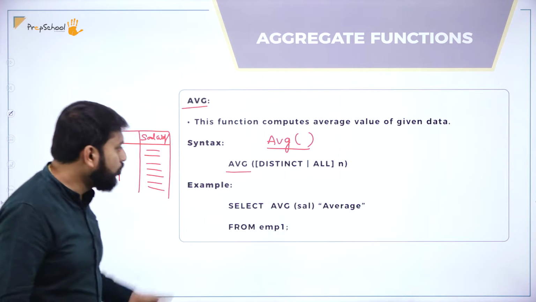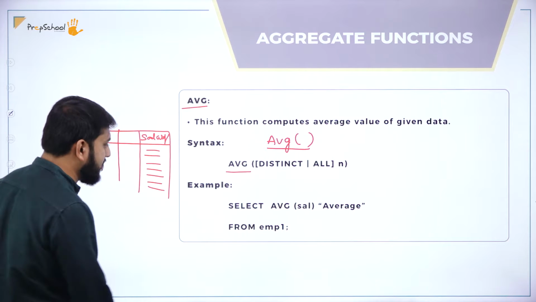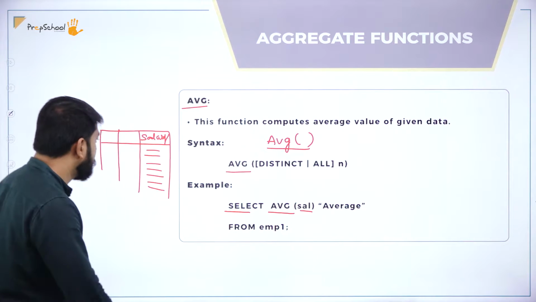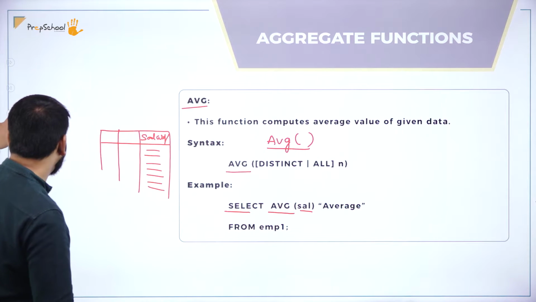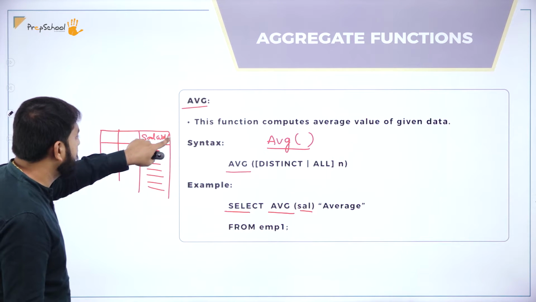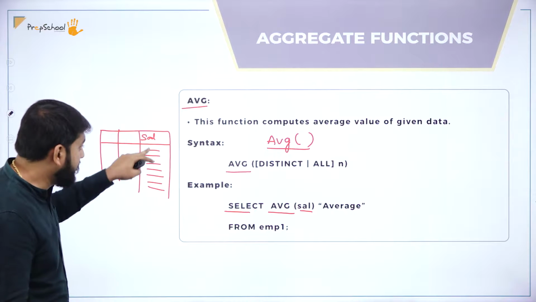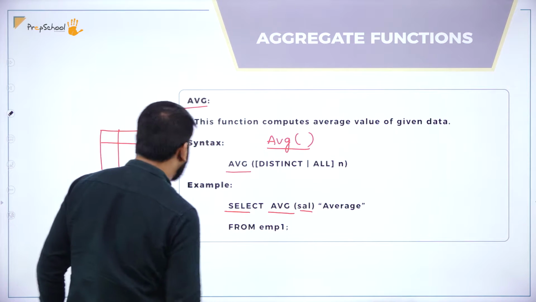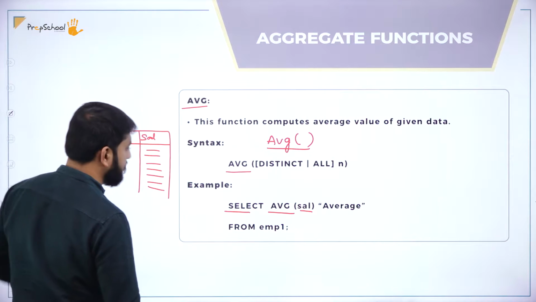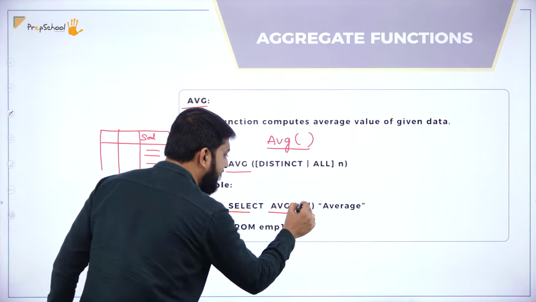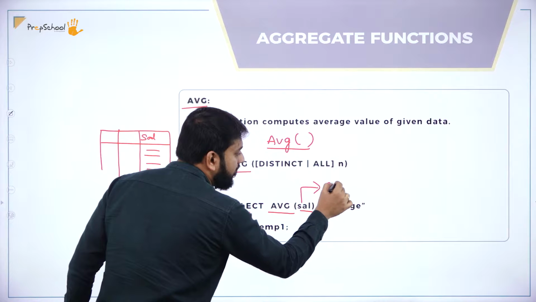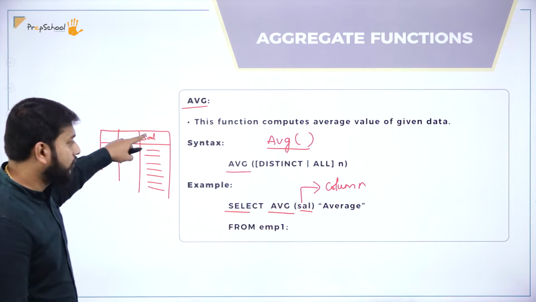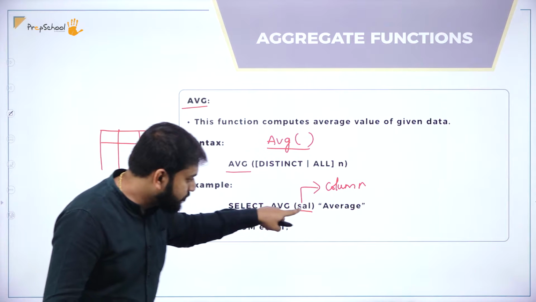Fine. How do I write the query for this? Please understand. Select average of SAL. Please observe here I have taken salary. Imagine the salary will be like this. This is the column name, right? If I have SAL, that is what I have given. SAL is a column name. Whatever the column name that you have, you have to write it.